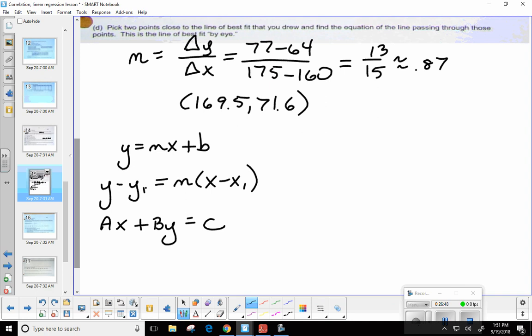1, A has to be positive. The coefficient of x can't be negative. 2, this is typically everyone's favorite. No fractions, no decimals. They all have to be whole or integer values. And 3, A, B, and C can have no common factors besides 1. Does that sound familiar? Did you guys ever go over those?